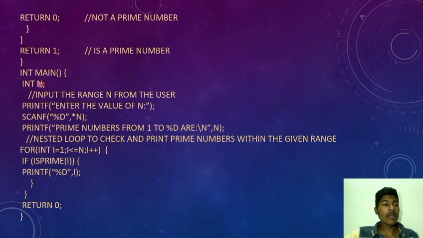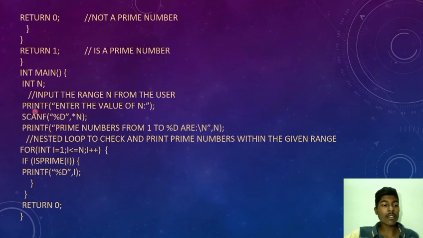This is the data type given for a prime number because it is an integer. Input the range n from the user. I am the user, I am inputting the program from the range 1 to n. We are finding the prime numbers from the range 1 to n. Printf, where we are inputting the values: Enter the value of n. We need to give the value for n. So enter the value of n.